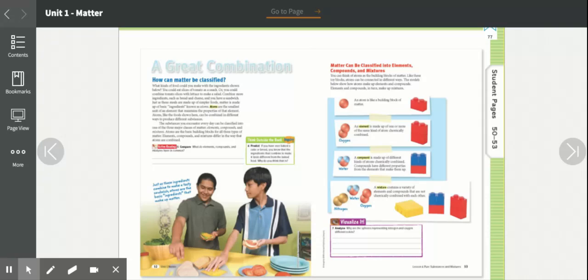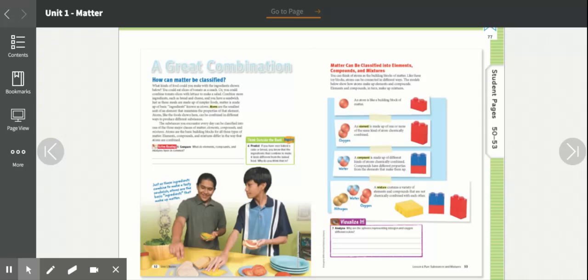Elements, compounds, and mixtures differ in the way that atoms are combined. Matter can be classified into elements, compounds, and mixtures.